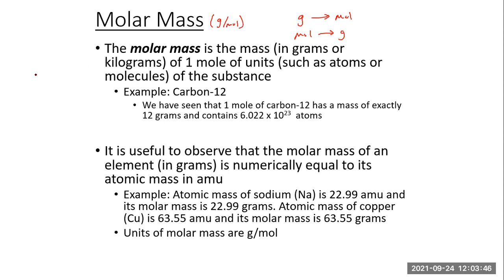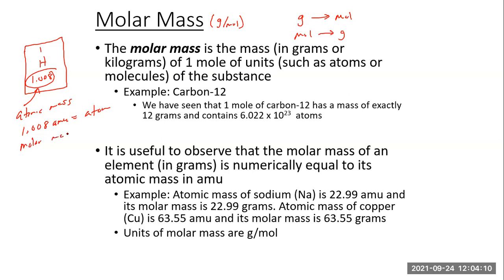Where do we get the molar mass from? Oddly enough, we get the molar mass from the periodic table. Earlier we used this number on the bottom as the atomic mass, which is 1.008 AMU per atom. But it is numerically equal to the molar mass. We could say that there would be 1.008 grams of hydrogen in every mole of hydrogen, and the molar mass of hydrogen would be 1.008 grams per mole.